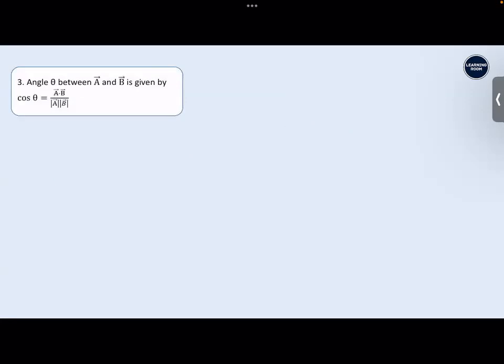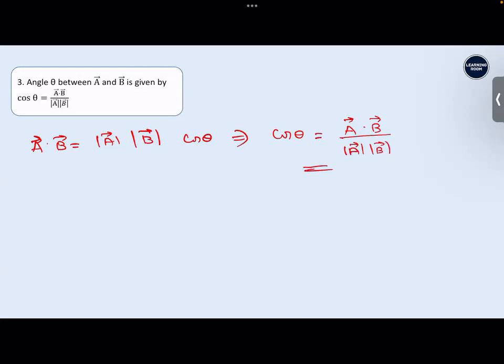Sometimes they will give you two vectors and ask you to find the angle between them. If two vectors are given and you're asked to calculate the angle between them, then the formula that we will use is the same thing. A vector dot B vector is equal to magnitude of A vector into magnitude of B vector cos theta. So from this, cos theta is equal to A vector dot B vector divided by magnitude of A vector into magnitude of B vector. Is this point clear?